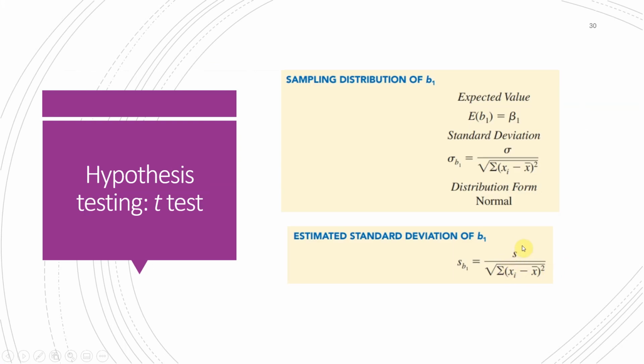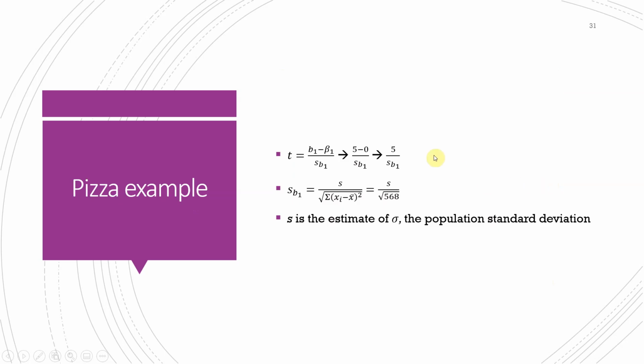So we just have to get a value for S, which is the estimate of the standard deviation, the sigma, the population. So in terms of our equation, we already have an estimate of this, 5. The standard error, the standard deviation of B1, is equal to S divided by the square root of 568. So now we just need to solve for S. S is the estimate of the population standard deviation. So how do we get that?